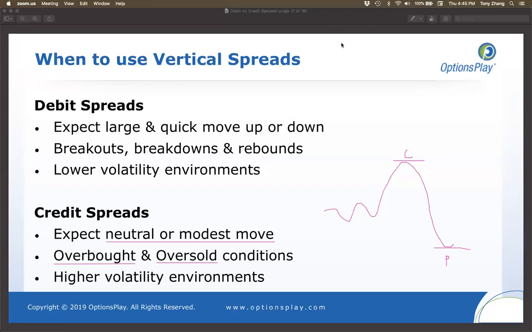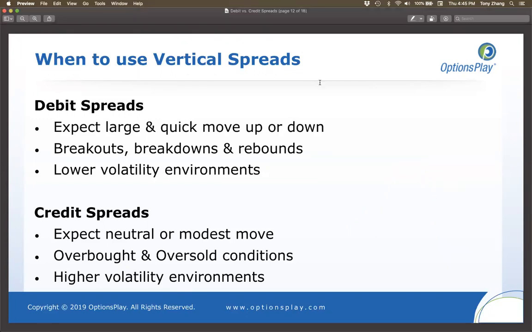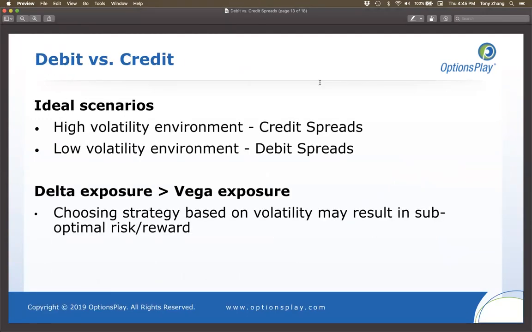And lastly, credit spreads are better in higher volatility environments. But what I want to show you guys on the next slide is that in itself should not be the primary reason as to why you trade this. Again, credit spreads are better in high volatility environments. Debit spreads are better in low volatility environments.